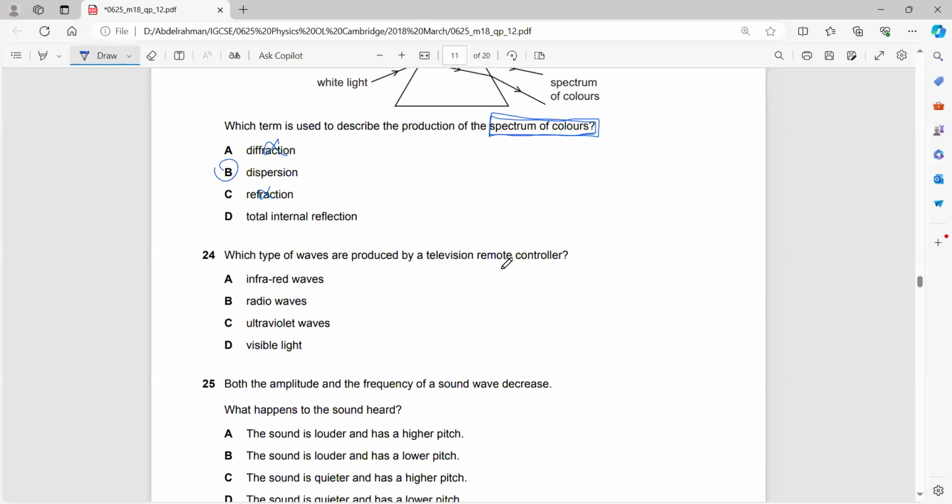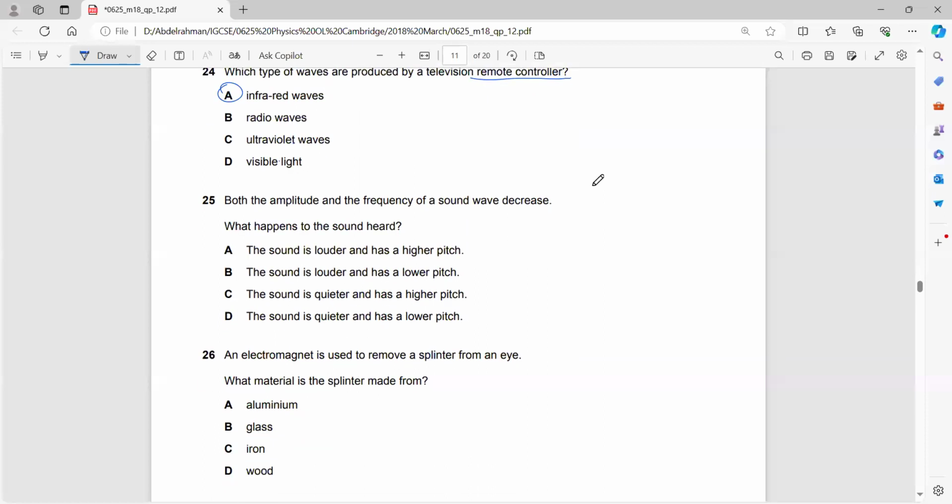Which type of waves are produced by a television remote controller? A remote controller. Not visible light, not ultraviolet. Definitely, they are infrared. You know, remote controllers use infrared.